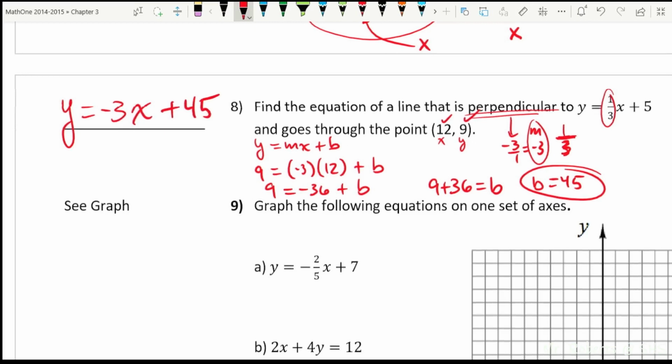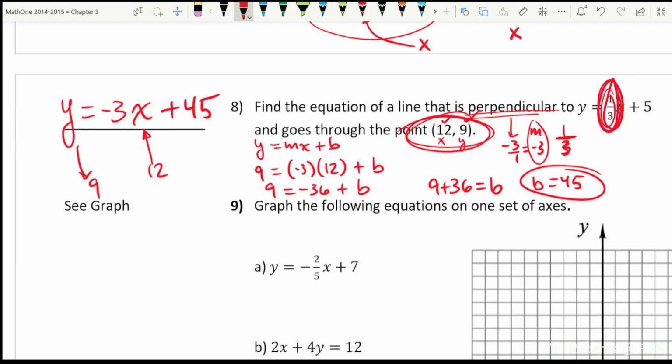So a couple things that I can think about to check this answer. If I plug 12 in for x, y better come out as the number 9, right? I expect that because of this point. And the other thing that I can just visually see is this does have the correct slope. My given equation had a slope of 1/3. So to be perpendicular to that, it has to be flipped. It has to be opposite in sign and the reciprocal. And I can see I've got that going on. So it looks pretty good.